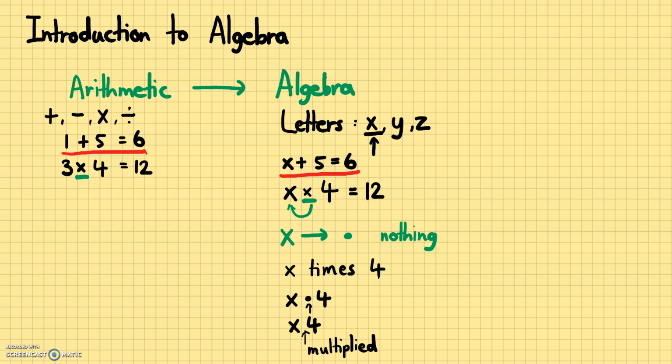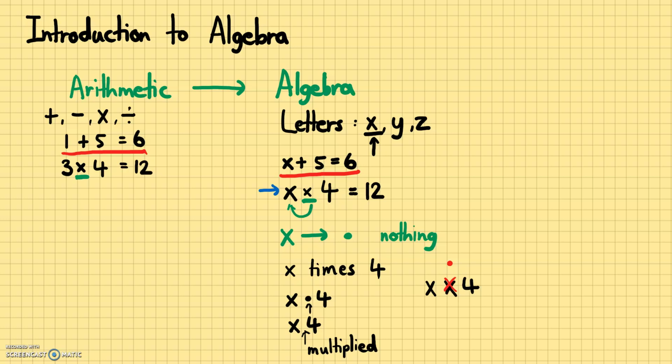You can see why we're not using the cross as a multiplication symbol, because it looks very similar to x. When you see something like this, you don't know if it's saying x times 4 or x times 4. There's a confusion there. So that's why we don't use these anymore. Instead, we use a dot or just nothing.